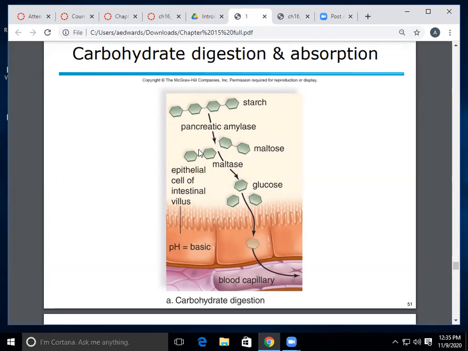Think of it as, I don't eat a lot of candy anymore, but a Kit Kat bar. You've got different pieces, right? So first you're breaking it maybe in half, and then you're breaking the individual pieces off, right? That's kind of how it works. All right, and here's your epithelial cell of your intestinal villus, which basically means this is the lining of your intestine. Here's your capillary. Now that glucose that's been separated out can diffuse through the pores in the capillary, go into the bloodstream.